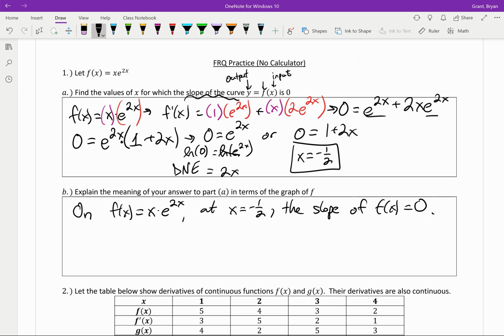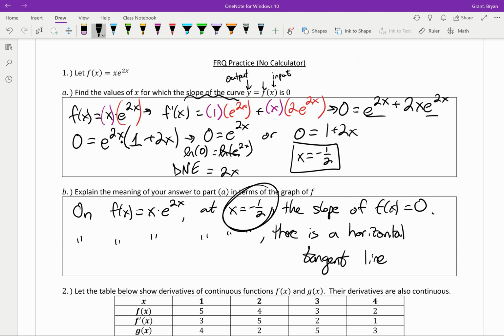Another way you could maybe say that is, I'll use some air quotes here, right? At x equals negative 1/2, there is a horizontal tangent line. Because remember, horizontal lines have a slope of 0. We found the only spot on f where there is a slope of 0, so there would be a horizontal tangent there.